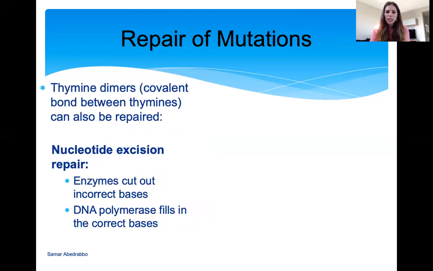Another type of mutation is thymine dimers. And remember, this is when thymine binds to another thymine. This can be repaired by nucleotide excision repair. And these enzymes cut out incorrect bases, and then DNA polymerase comes and fills them in.